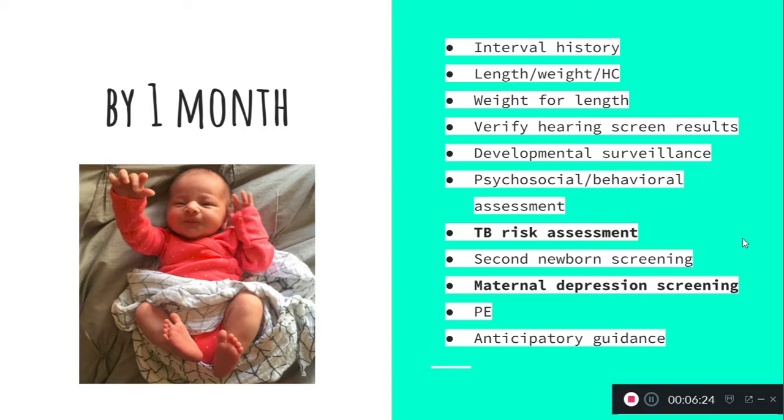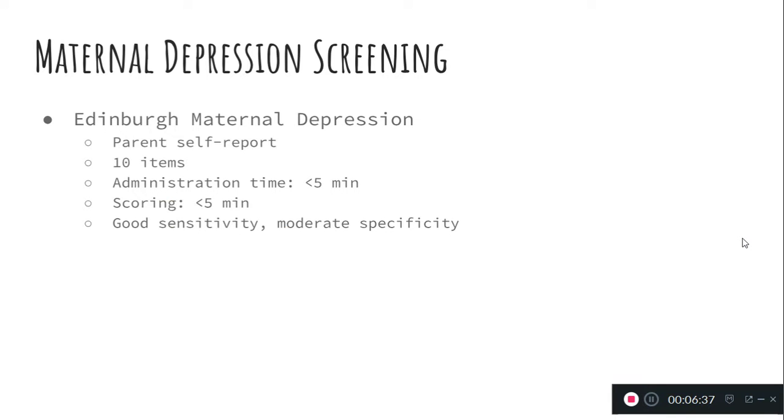Maternal depression screening. So this is something that we should be doing starting at 2 weeks and then going up until 6 months at every visit. I'll talk about it in the next slide, but physical exam and then anticipatory guidance. So the Edinburgh is a really easy maternal depression screener that I've used in the past. The parents fill it out themselves. It's a 10-item questionnaire. It's very fast. It can be administered in less than 5 minutes and scored in the same. Great. Good sensitivity and moderate specificity.